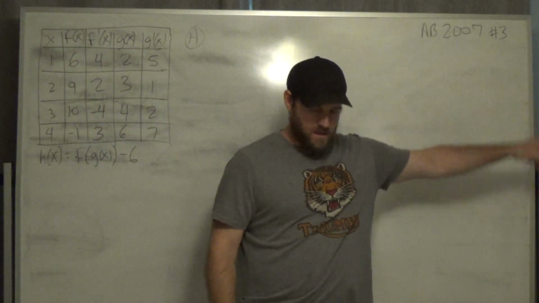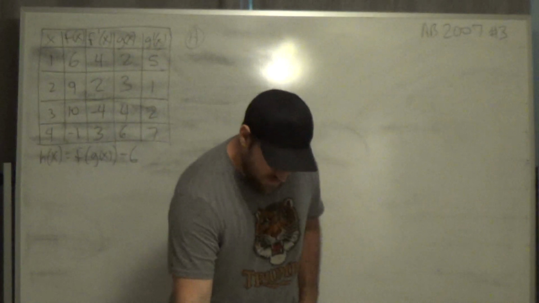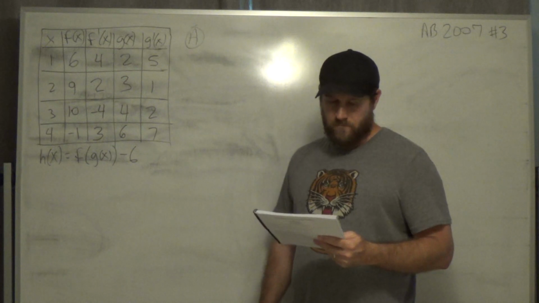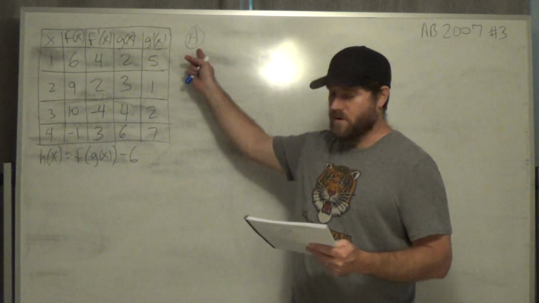AB 2007, question number 3. And part A says explain why there must be a value for r for 1 to 3 such that h of r equals -5. So part A.